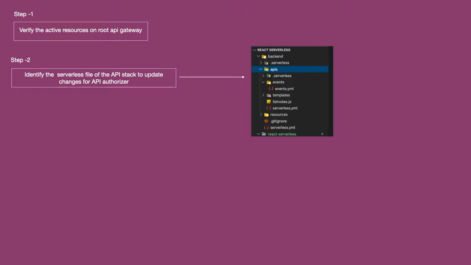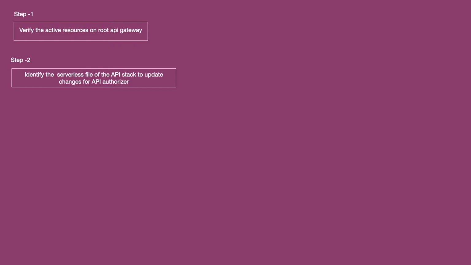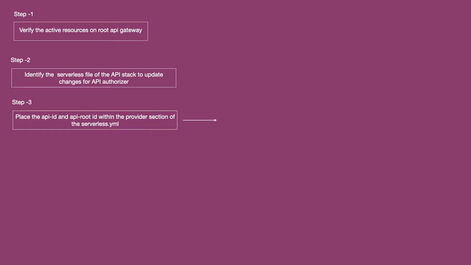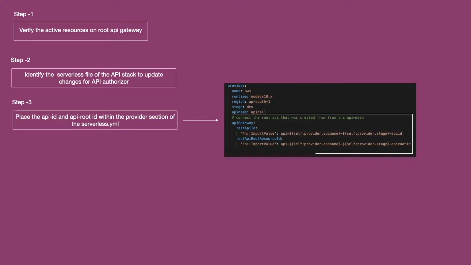Now there is a file called serverless.yaml within the APIs directory that is responsible for the creation of the API stack. On the next step, we will figure out where within that serverless.yaml file that we identified on step 2, we can place the API gateway connections. As you can see on the screen, API gateway is placed within the provider section of the serverless.yaml file.